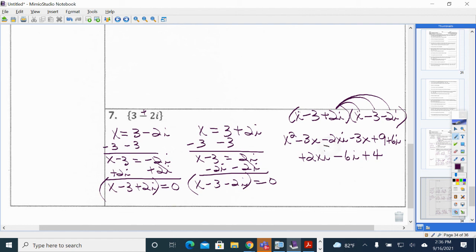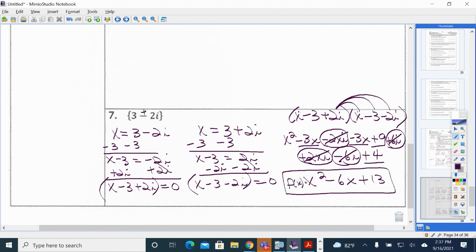Notice that you have a -2xi and a positive 2xi that are the same, so they're going to go away. You have a positive 6i and a -6i that are also going to go away. Every single time you do one of these, all of your i's should disappear. Now I can combine my like terms. I have x squared, -3x minus 3x is -6x, and then plus 9 plus 4 is a plus 13. Stick an f of x out front, and there is your equation.